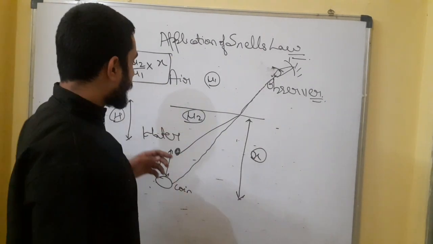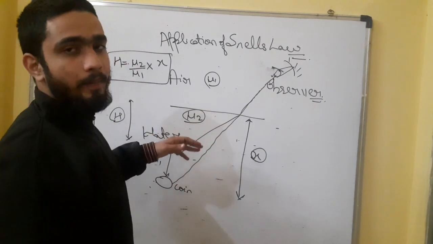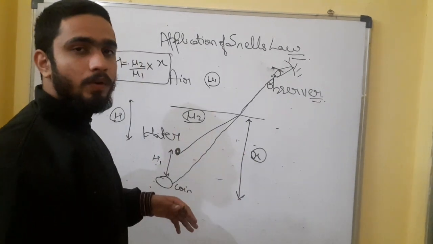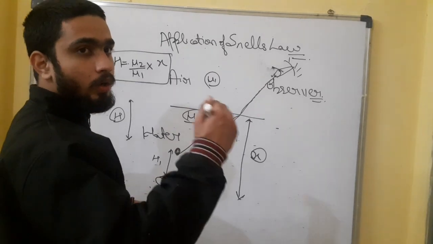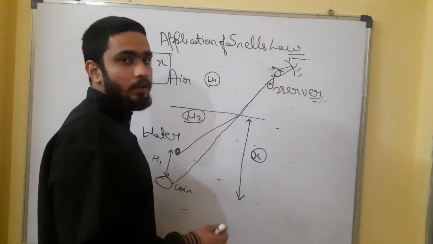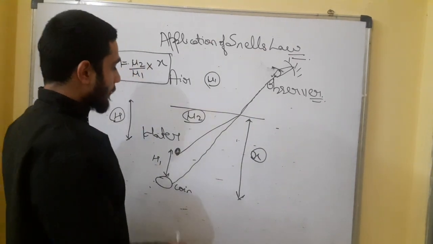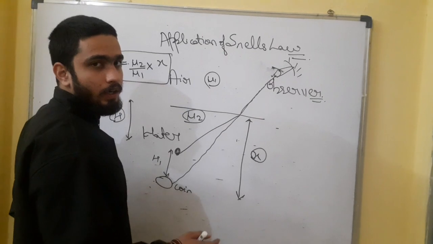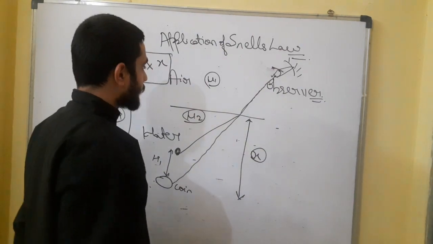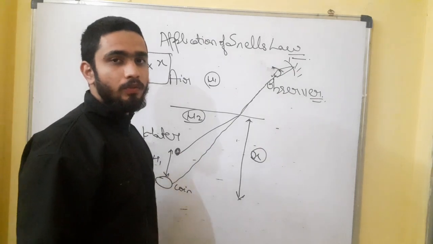So the observer will see this distance, which is the apparent distance, not the actual distance of the coin. The observer will see the coin at an upper position than the real coin position at which the coin is present. So like this, the apparent and real positions will differ when the refractive index of the medium changes. This is an application of Snell's law, which we can see.